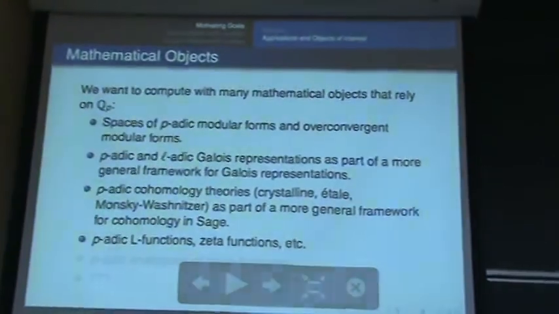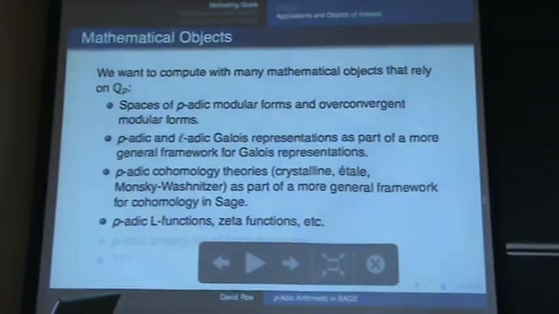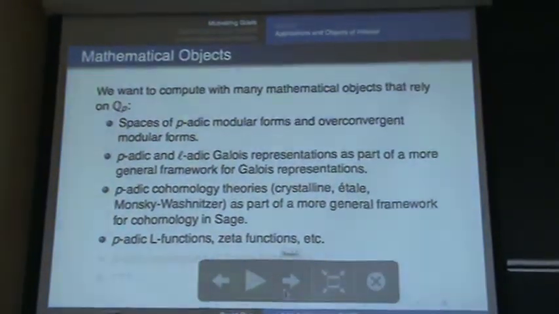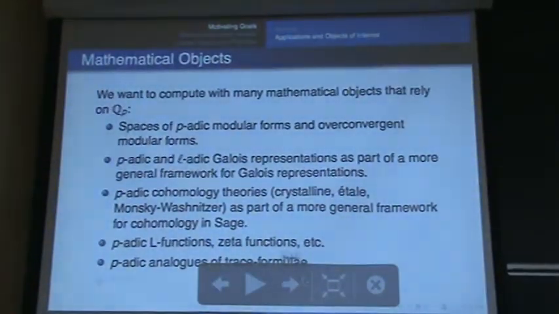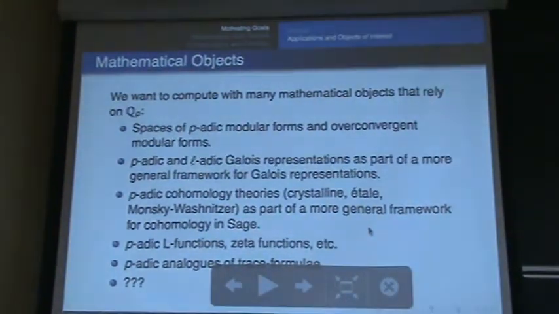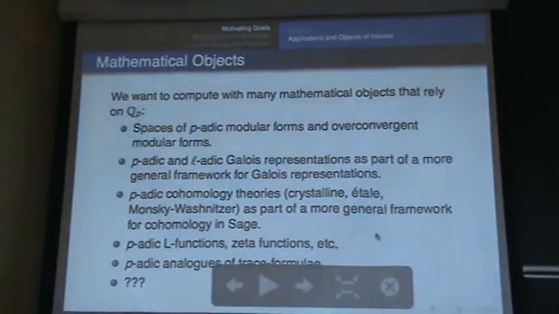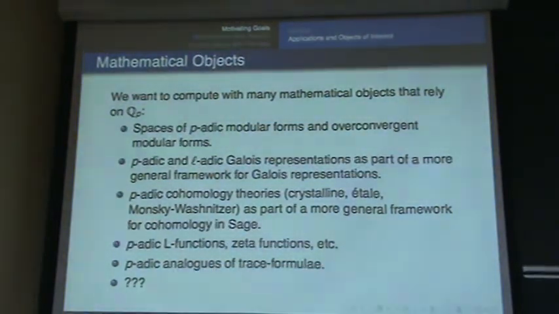I've been hearing for the past hour about p-adic L-functions, zeta functions, and various special functions that you might want to compute, p-adic analogs of trace formula. If anybody else has more applications, more objects you want to compute, I think it would be nice to start just a list of things that we want to get into SAGE eventually. I just want to do algebraic number theory and map things down to completions, for example. Yeah, so that's on another slide as more a tool, but yes.